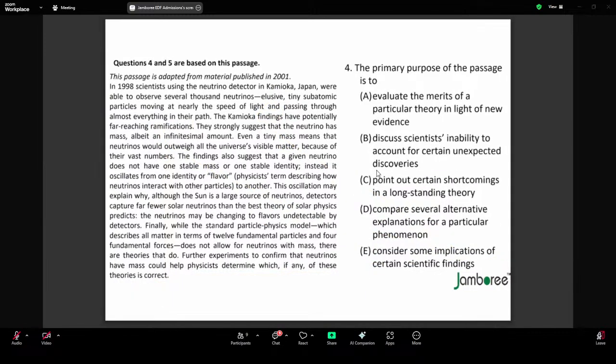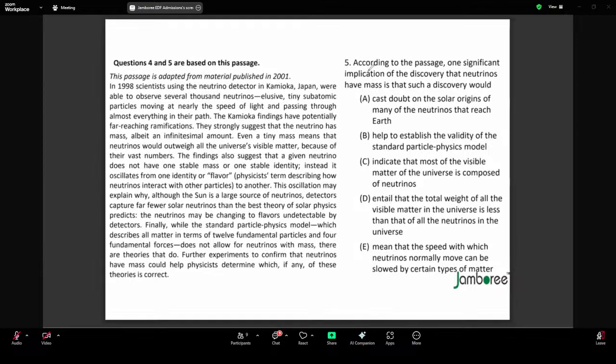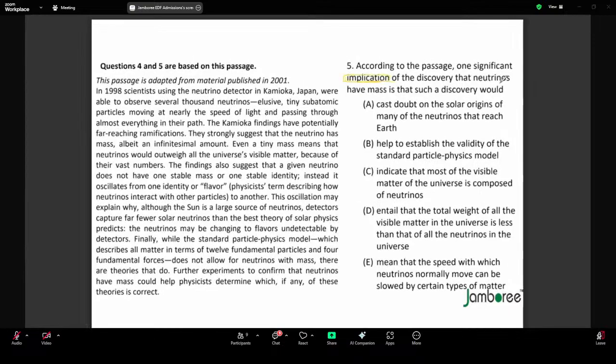One more question on this same passage. According to the passage, one significant implication, ramification, consequence of the discovery of neutrinos of mass is that the discovery would... I think this is something which we talked about multiple times. This looks like it. Cast out solar origins. Okay, this looks like I have no information about this.